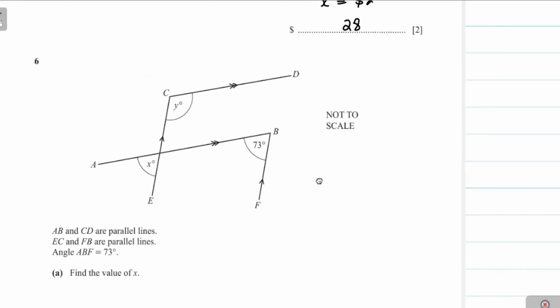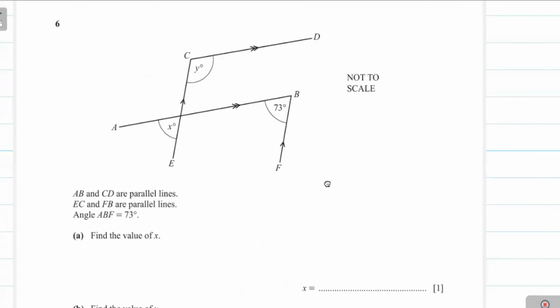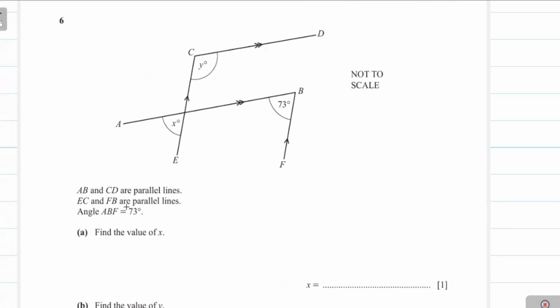Question number 6. AB and CD are parallel lines. EC and FP are parallel lines. Angle ABF is 73 degrees. Find the value of x. You see here, this is the line FP and EC are parallel, and this line AB is a transversal line, and this angle will be the alternate angle in the parallel lines FP and EC. Therefore, this angle will be 73 degrees.